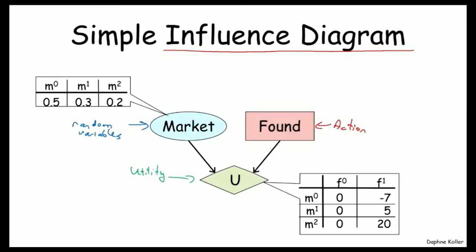So let's look at this particular example, which is probably the simplest thing that you could construct. This is a budding entrepreneur who just graduated from college and wants to decide whether to found a widget-making company or not. So he has two possible actions, F0, which is do not found and go take a more conventional job. And this is found the company, which of course is a much more risky strategy.